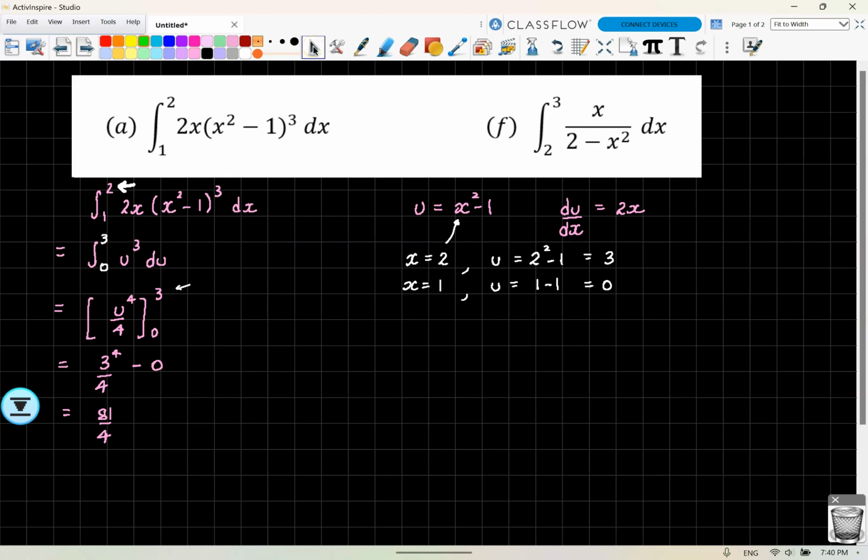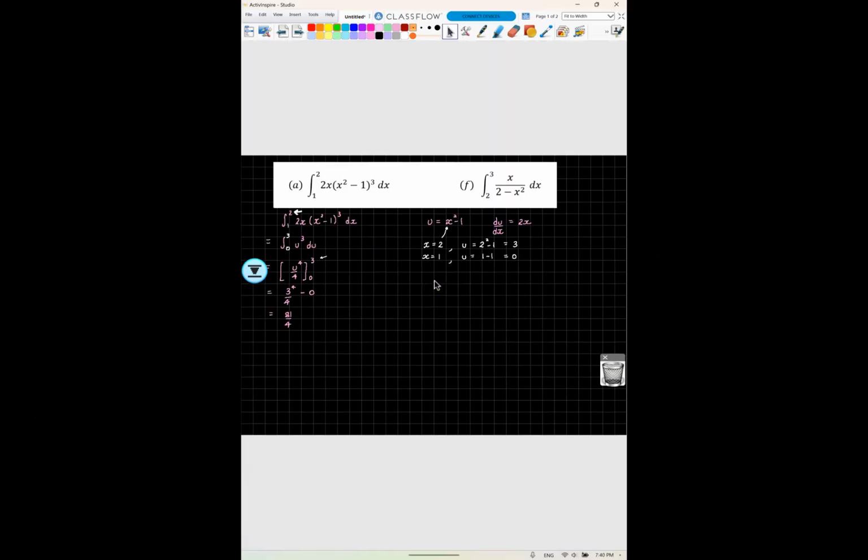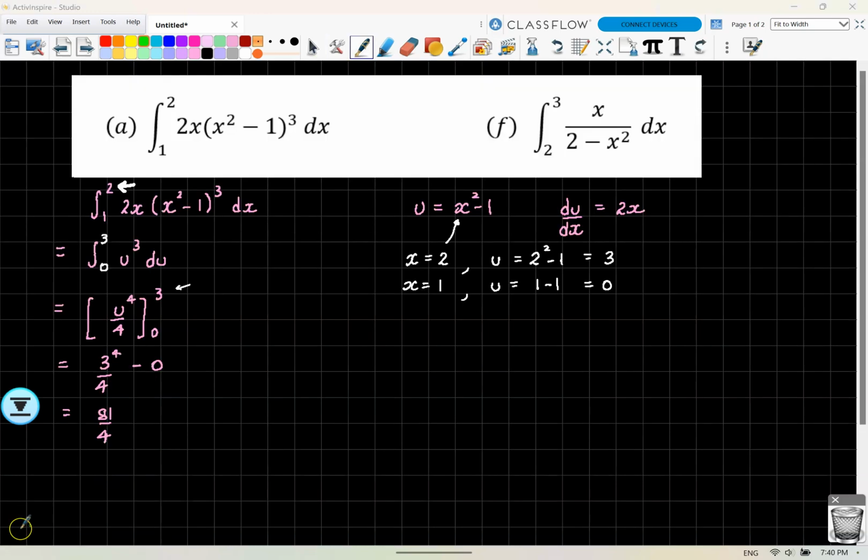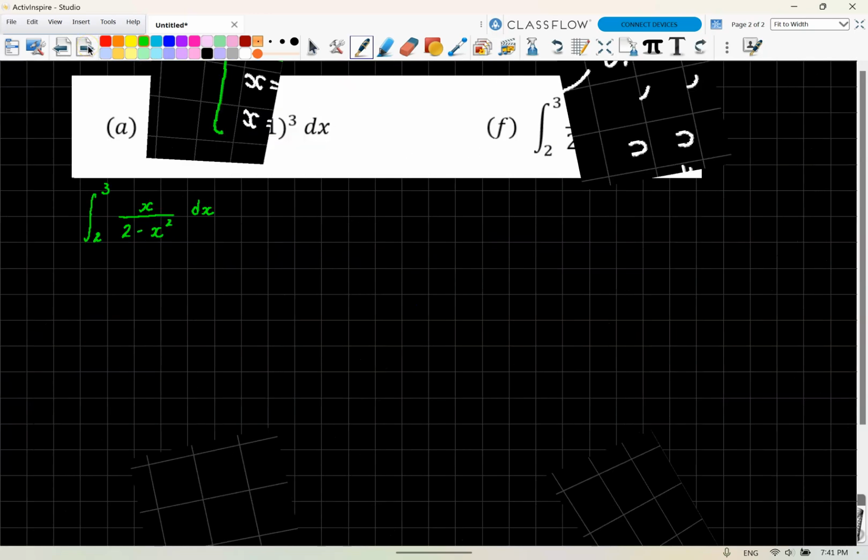We don't have to then go and substitute back into the x function. So let's just make sure of the two things we have to be aware of. One, make sure that your new x values here are changed, and then don't substitute back your u function. Just carry on, because you have already replaced your x values. Okay, let's try the next one.